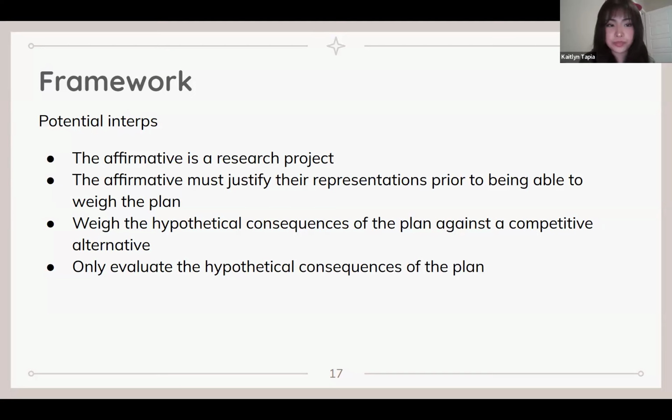The third interpretation, this is where we get into the interps that the affirmative would probably read on framework. Weigh the hypothetical consequences of the plan against a competitive alternative. Now, I've personally heard these words like a million times. I have probably dreamt of them in my sleep. They're just something that every single 1AR against the K says over and over again. Quite simply put, it just means that the affirmative should get to weigh the post-fiat consequences of the plan versus a material alt, right?